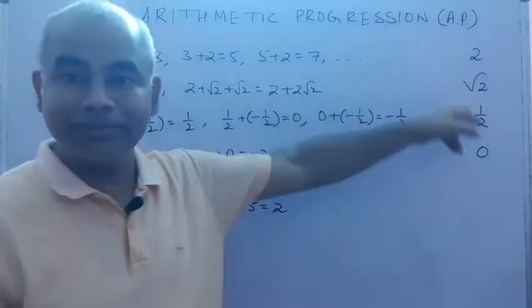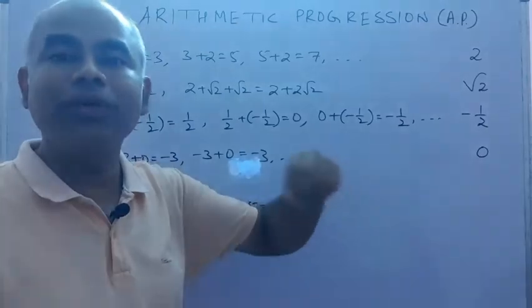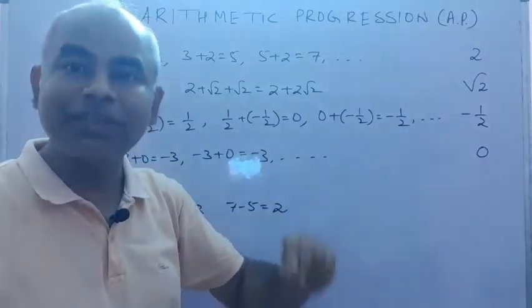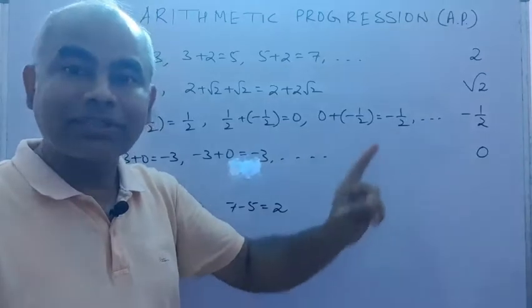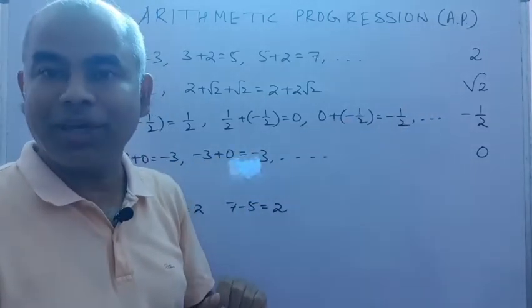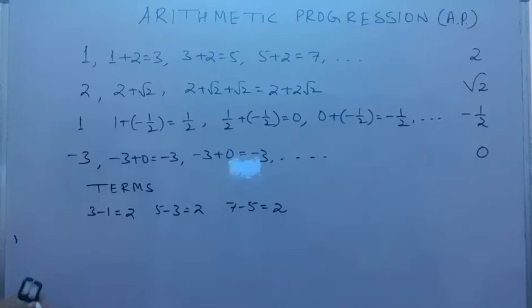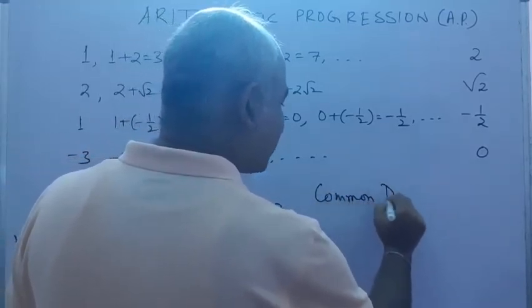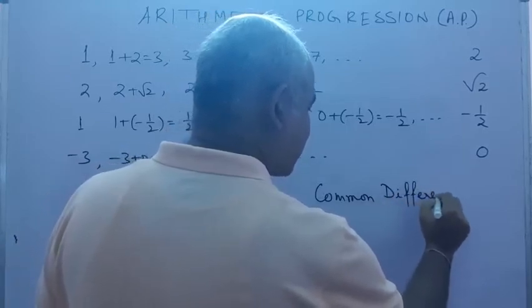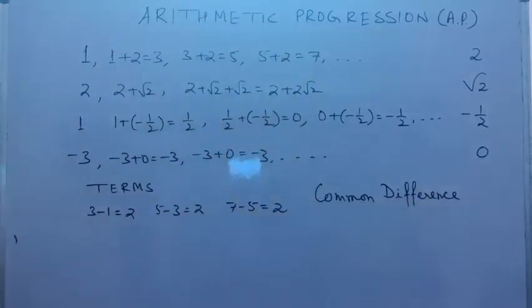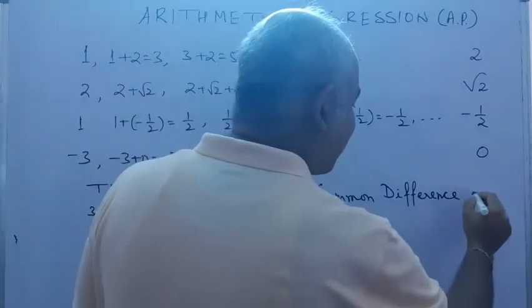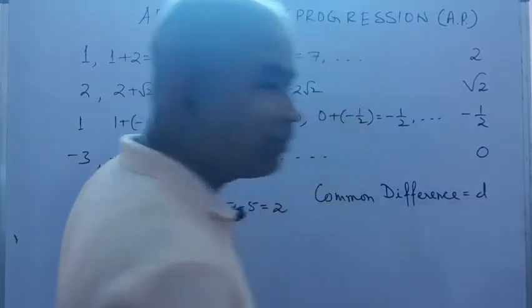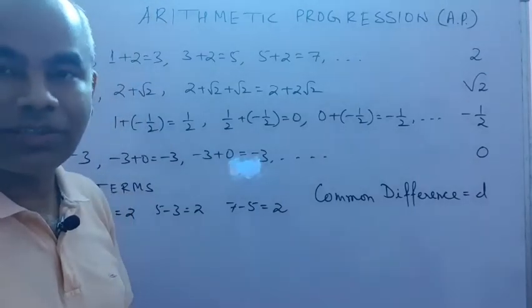So this constant which is added to a term of an arithmetic progression to get the next term is called the common difference. Okay, why is it called the common difference? Because the difference is the same, common, between any two consecutive terms. And the symbol for common difference is, usually, we use d. d for difference, we use the small d.